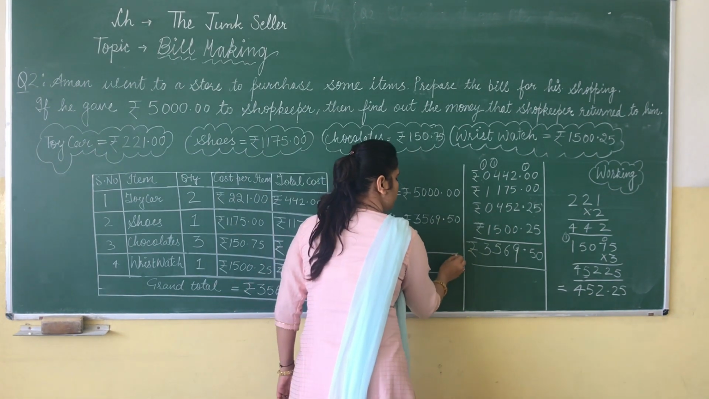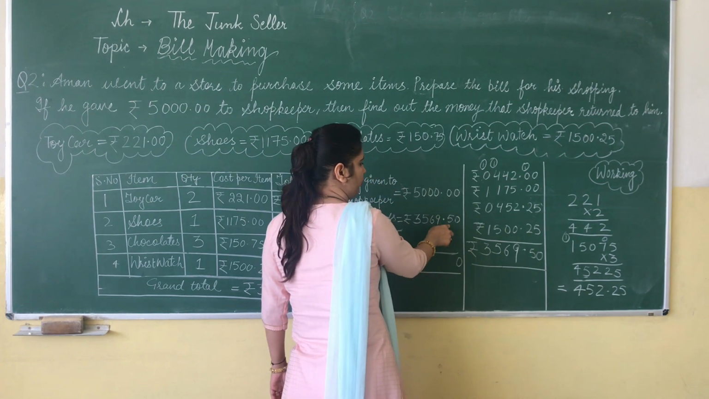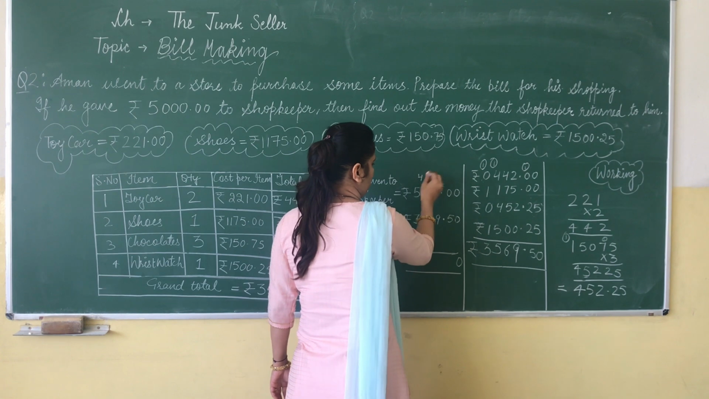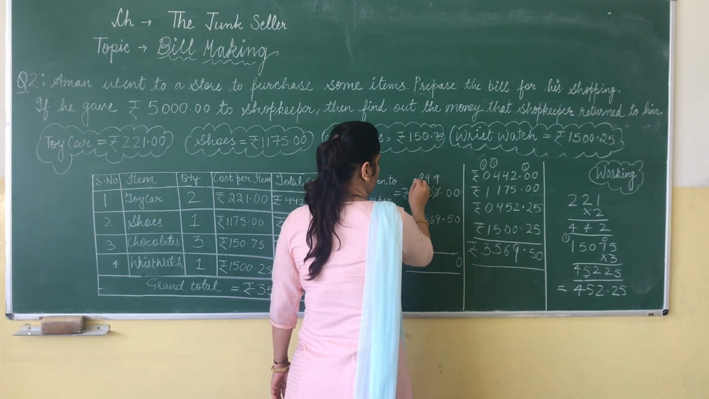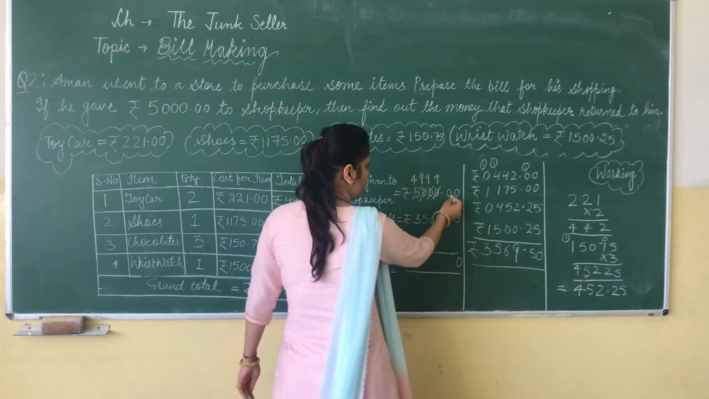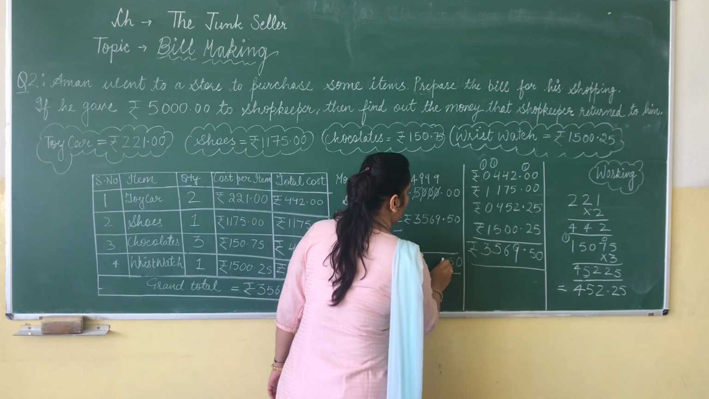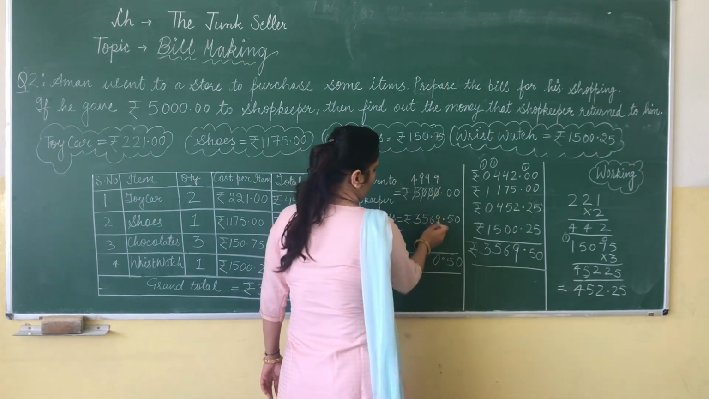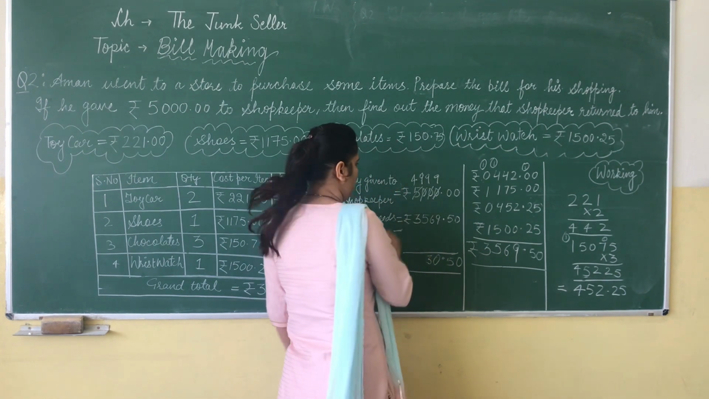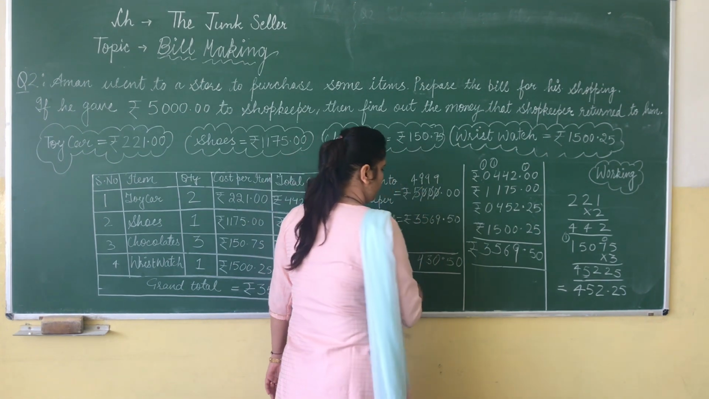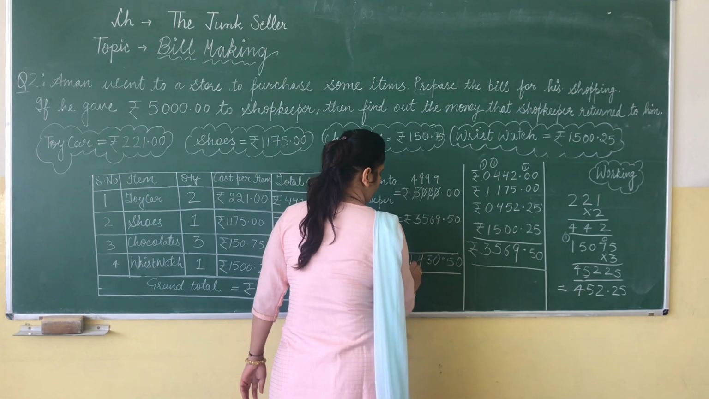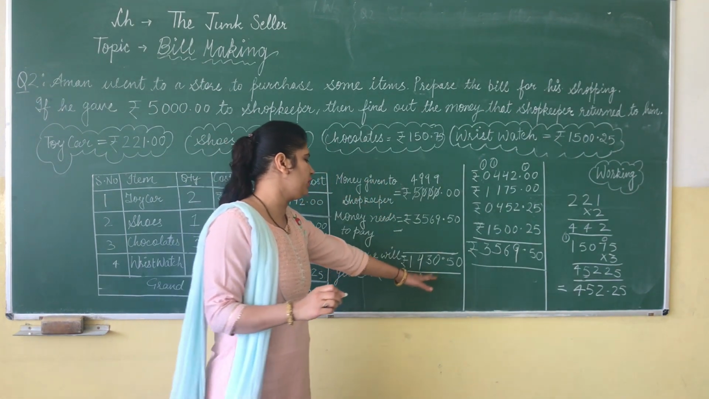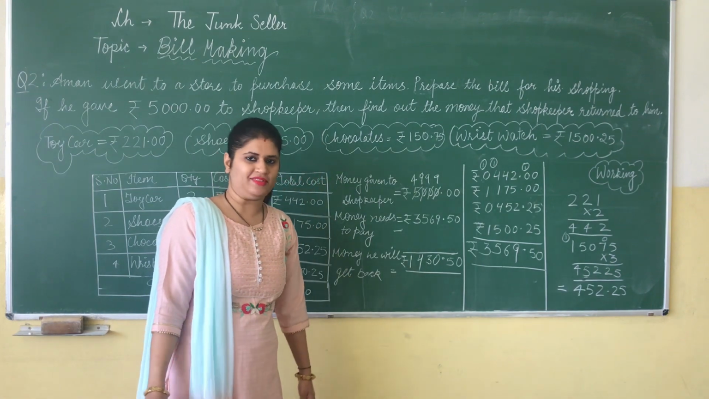0 minus 0 is 0. 0 minus 5, so we need to borrow. Again borrow. Okay. So 10 minus 5 is 5. 9 minus 0 is 9. 9 minus 6 is 3. 9 minus 5 is 4. 4 minus 3 is 1. So the amount he'll get back is 1430 rupees 50 paise.